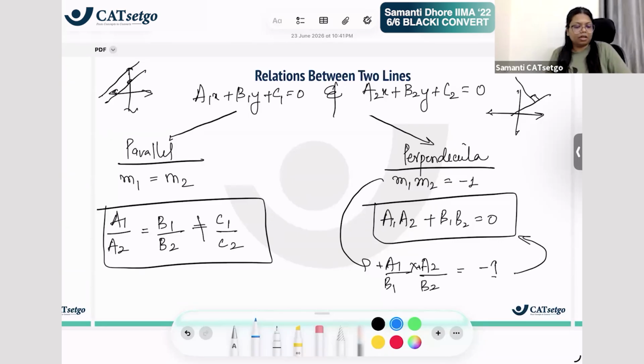We have to remember that here the slopes are equal, here the multiplication of slopes is -1, and the relation between the coefficients of x and y is like this. Okay? Fair? We have written this down.